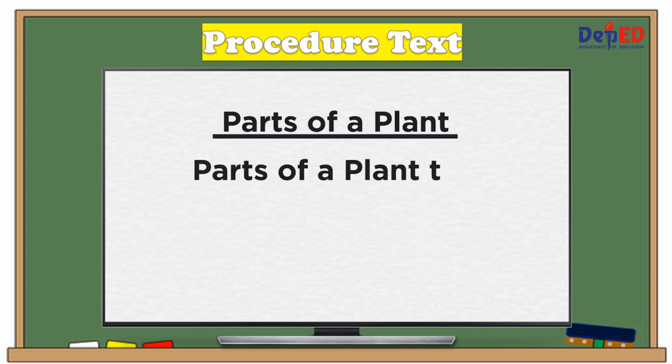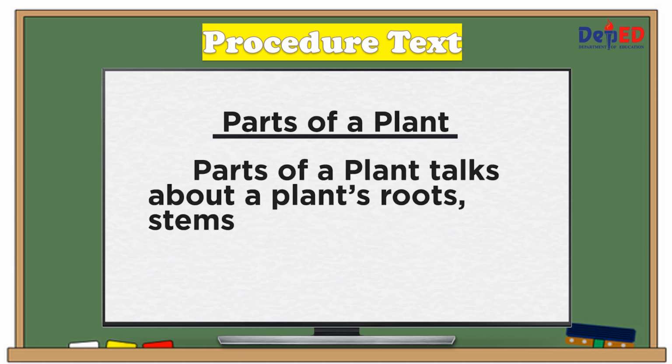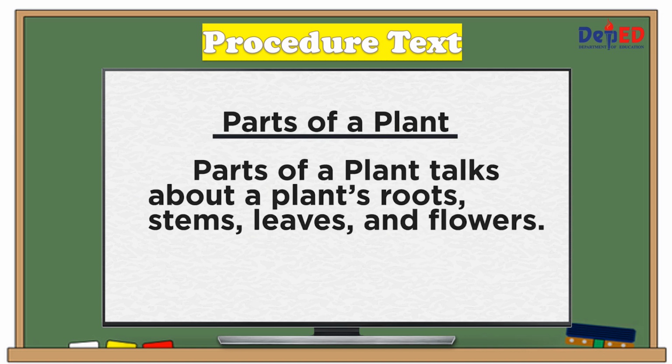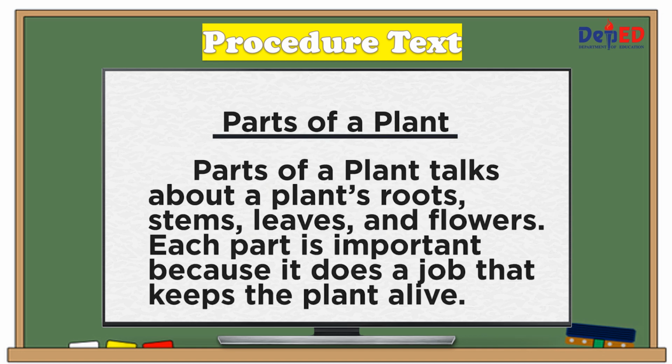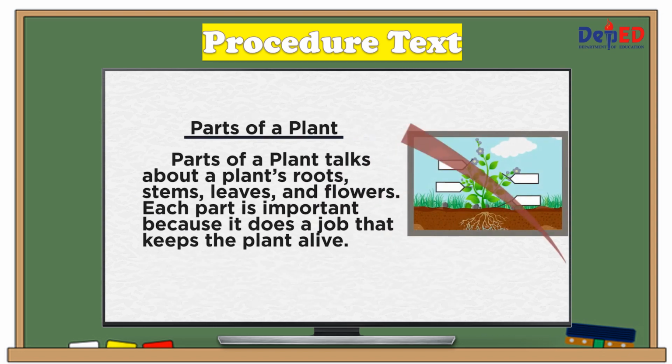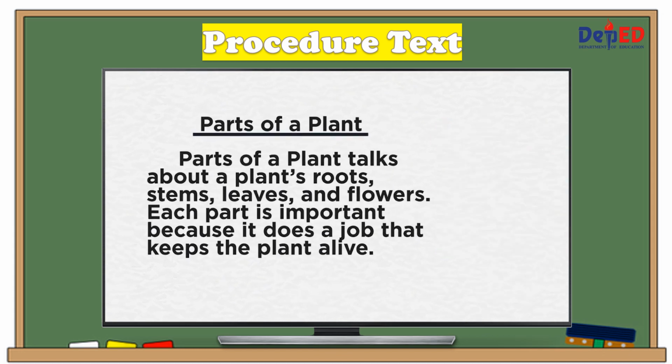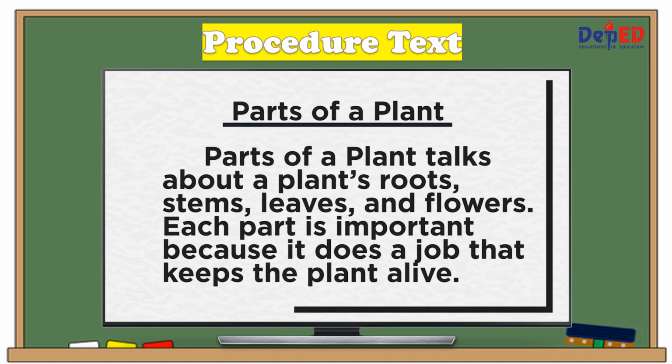Here is a summary of parts of a plant. Parts of a plant talks about a plant's roots, stems, leaves, and flowers. Each part is important because it does a job that keeps the plant alive. Notice that the summary does not give every detail about the job each plant part does. It just gives the main idea of what the whole text is about.